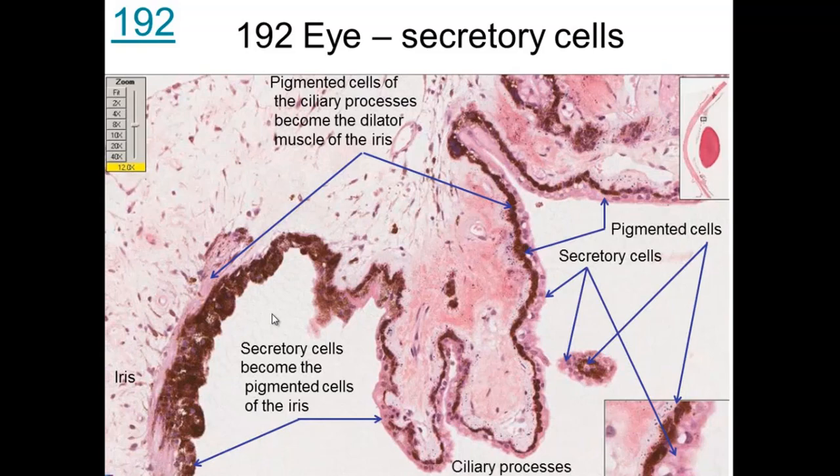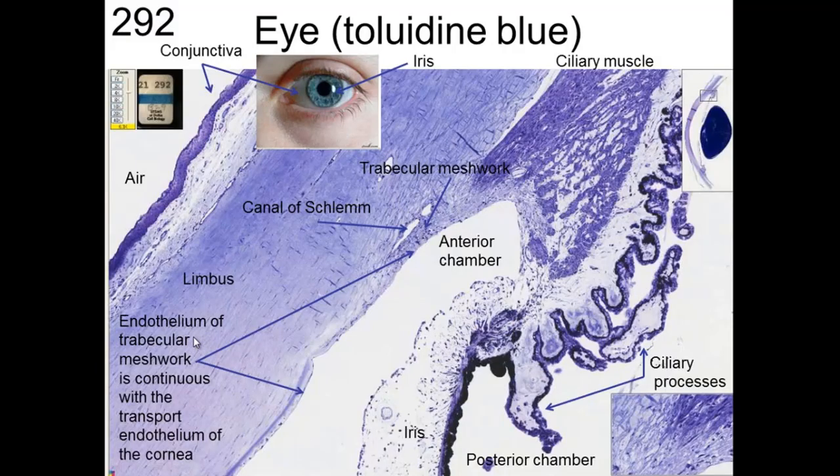And so here we can see the ciliary processes that are in the anterior and the posterior chamber, and they have secretory epithelium on the outside and pigmented below there, as you can see, and we'll understand that a little bit later. But the pigmented epithelial cells become a dilated muscle under the iris, and the secretory cells become pigmented under the iris. So you have a double layer that comes in from the retina, and they continue to be double layers, but they have different roles when they hit the iris.